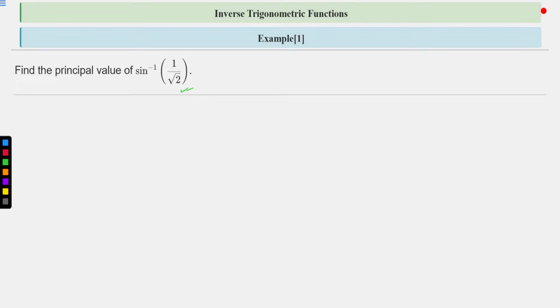I am giving you some time to solve this question. After that, we will discuss it. First, you can try to find the principal value of sine inverse 1 by root 2 and write the answer in the comment box.